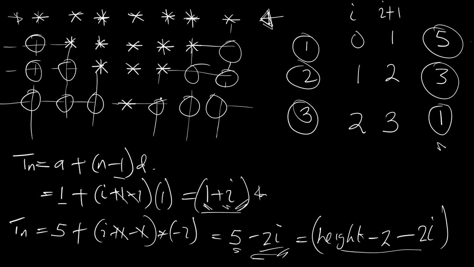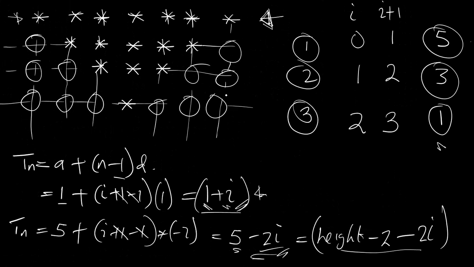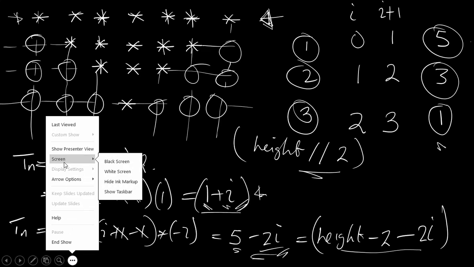So now when you look at this, you notice that if it is 7, you have 3. If it is 9, you have 4. If it is 5, you have 2. So we're going to use that formula, meaning that the range should be height divide by 2. This is what we're going to use to define that point. So now let's go back to the program.